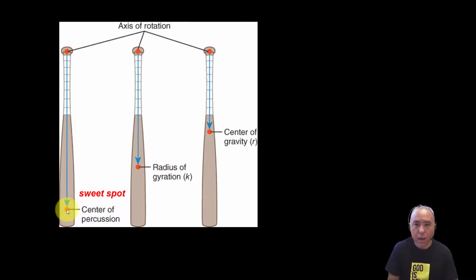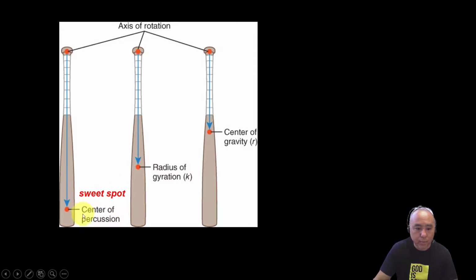Anywhere else will have a combination of linear and angular motion, and what the batter would feel is vibration. That vibration is due to that combination of linear and angular motion if they hit it anywhere other than the sweet spot of the bat, the center of percussion.